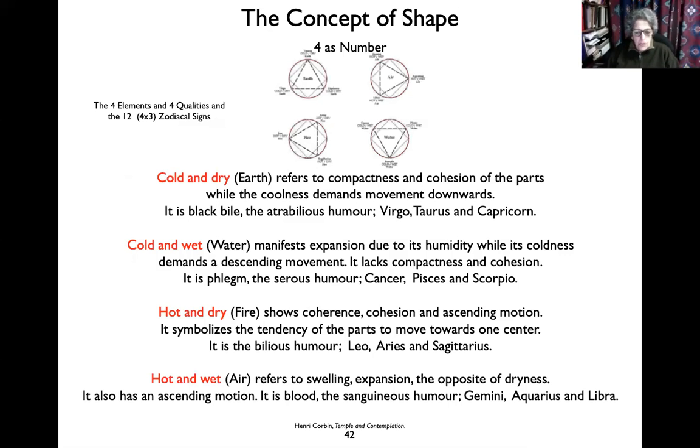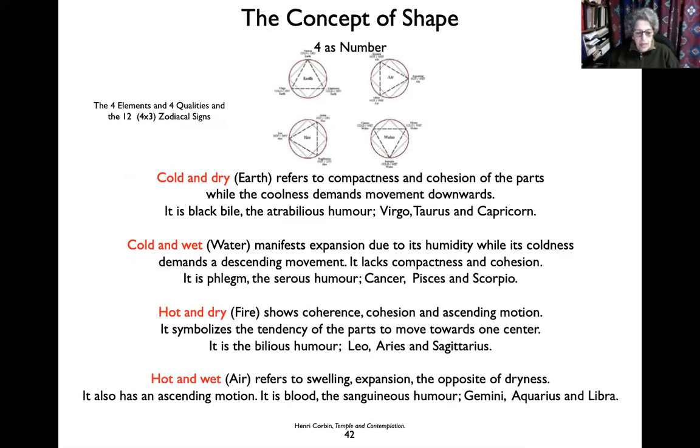So earth refers to compactness and cohesion of the parts, while the coolness demands movement downwards. It is black bile, the atrabilious humor, Virgo, Taurus, and Capricorn. Cold and wet are the water signs, manifesting expansion due to its humidity, while its coldness demands a descending movement. It lacks compactness and cohesion. It is phlegm, the serous humor, or Cancer, Pisces, and Scorpio in the zodiacal signs.